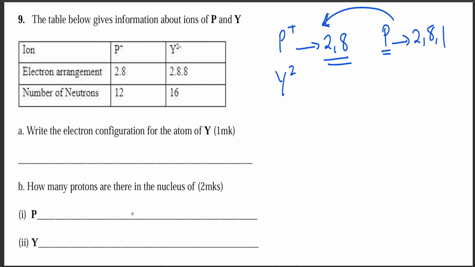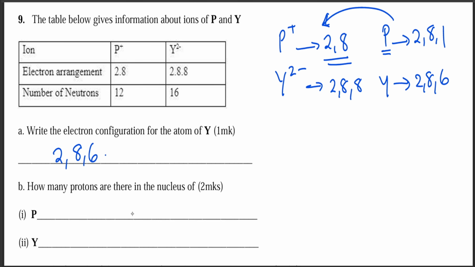For Y2 minus, it is 288. But originally, it means the atom gained electrons, and therefore originally it was 286. That's why it gained to give you Y2 minus. So write the electronic configuration of the atom of Y, and that is 286.